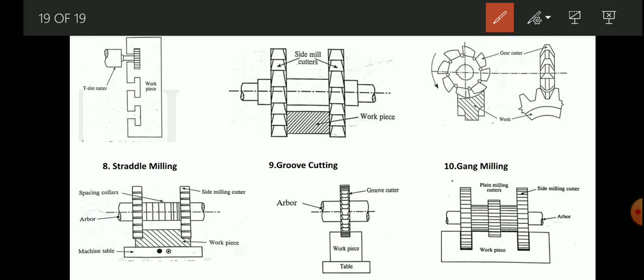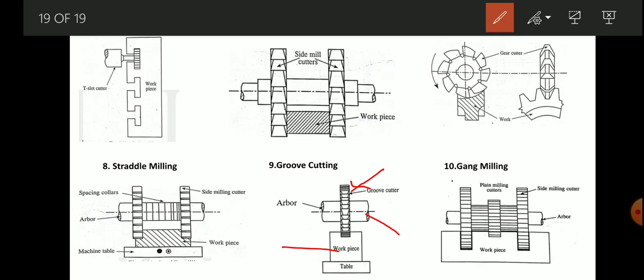Now let us see groove cutting. Groove cutting has a groove cutter placed on the arbor and a workpiece. This is a process of producing a groove on the surface of the workpiece using a saw milling cutter. We usually use a saw milling cutter or an end milling cutter. The work is fed against the cutter to cut the groove on the work surface.